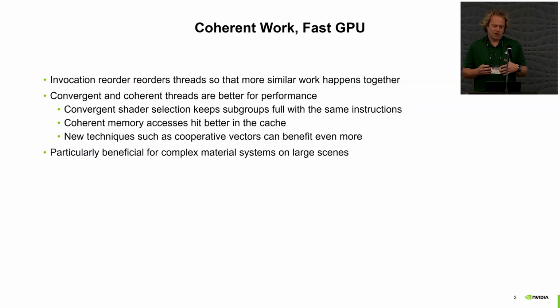You want to have this coherence both in control flow with convergence to keep the subgroups full, keep your groups full at all the different levels of hierarchy, doing similar code where the code is similar. And you also want coherent memory accesses because there are different levels of caches as well. That's all on basic GPUs. And for things like cooperative vectors, you'll hear more from Jeff in a couple of days, those techniques benefit even more, where having the entire subgroup working on the same thing hits a fast path.